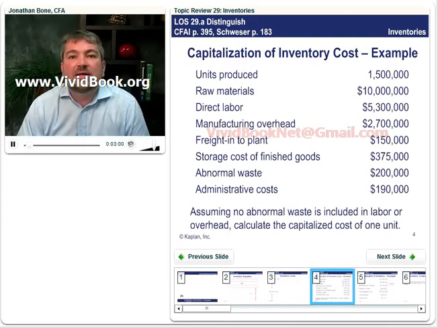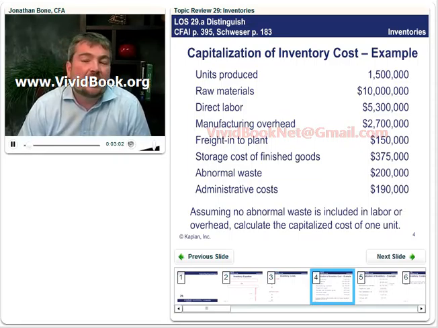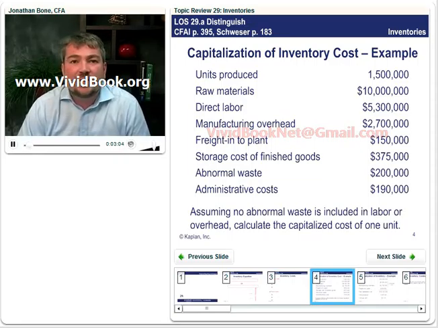Let's have a look at an example. In our particular company, we've produced 1,500 units. We've incurred $10 million of cost on raw material. Our labor costs $5.3 million. The manufacturing overhead for the year is $2.7 million. Freight into plant, the cost of getting the materials into our warehouse, is $150,000. Storage cost of finished goods is $375,000. Abnormal waste on material overruns is $200,000. And then some administration costs of $190,000.